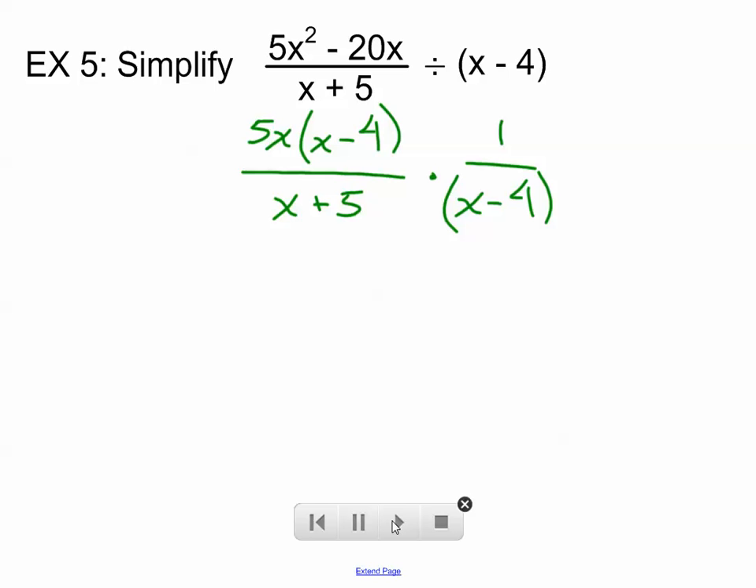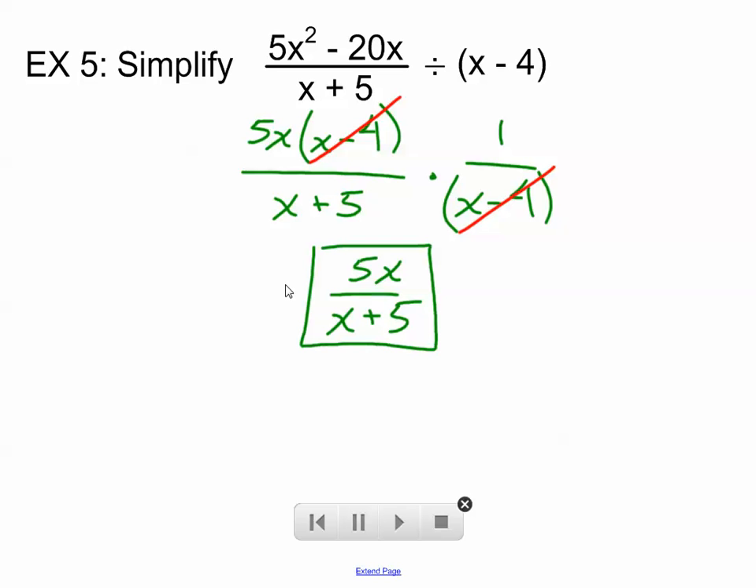Now I'm going to cancel out anything that can be canceled out. Obviously the x minus 4's. And we have 5x times 1 is 5x, and we've got x plus 5 on the bottom. No, you cannot cancel out the 5's. Only if this was multiplication could you cancel out the 5's.